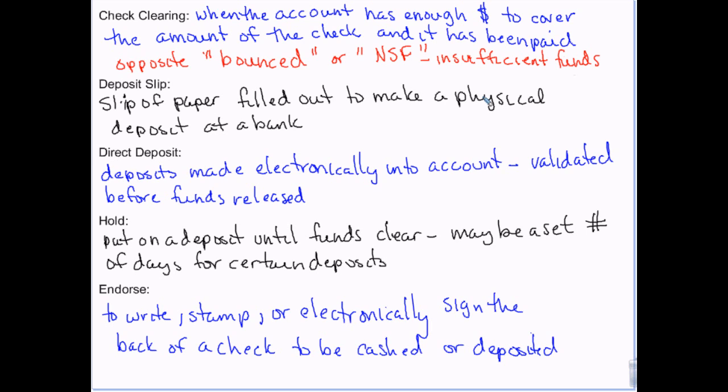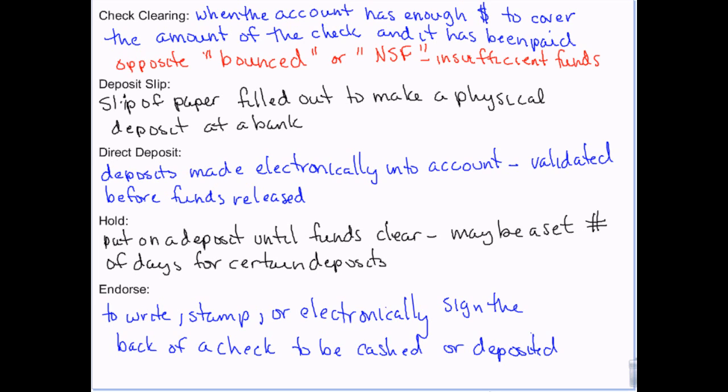The deposit slip is a slip of paper that you fill out to make a physical deposit at a bank. Some banks don't require deposit slips anymore if you're depositing a check, because you sign the back of it. ATMs typically don't require deposit slips anymore, although they used to, because the old ATM machines didn't take cash. You know how you put cash in an ATM machine now and it just sucks it in and counts it? Back in the day, you had to stick the cash in an envelope, and the envelope went in, so it had to have a deposit slip because it stamped the envelope.